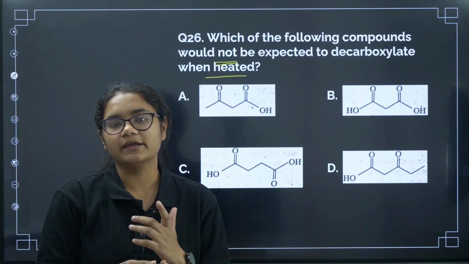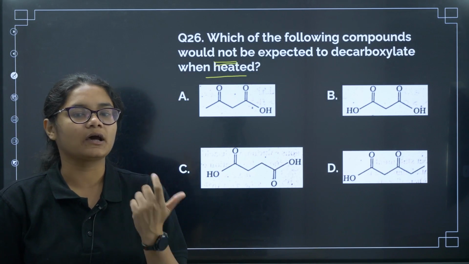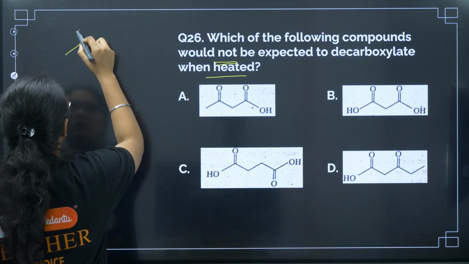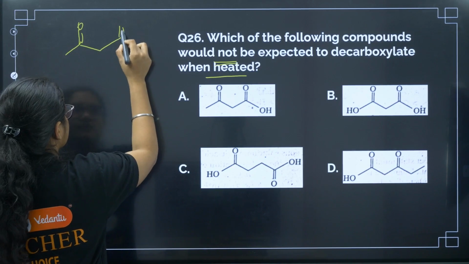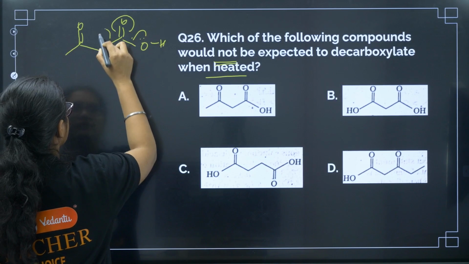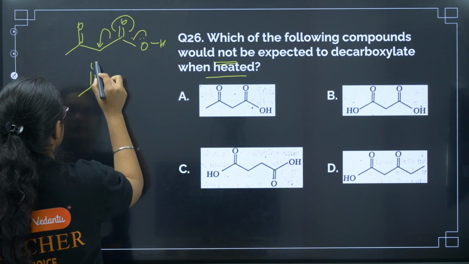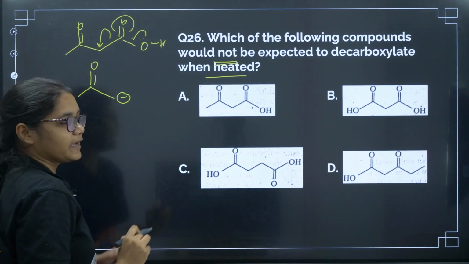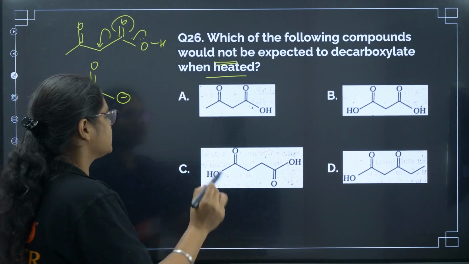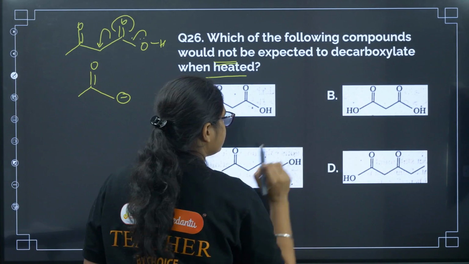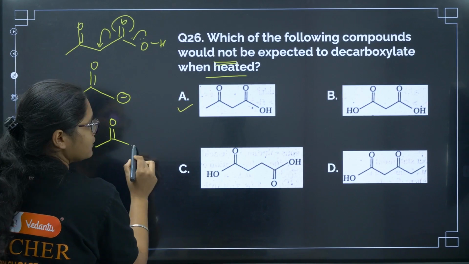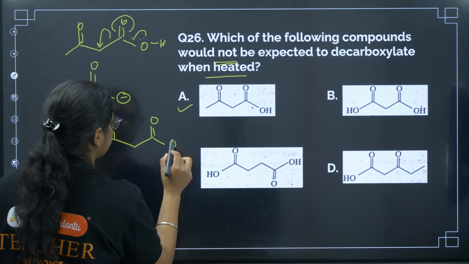So if it forms any unstable species, then decarboxylation will not take place. If you see in this first one, if we have decarboxylation in this state, this bond will come here, this one will go, and this negative charge is formed, right? This negative charge is stable due to the resonance with this carbonyl group. So this can decarboxylate.